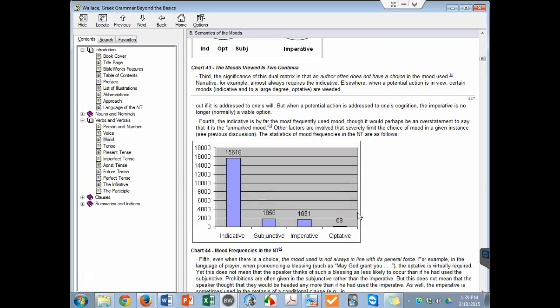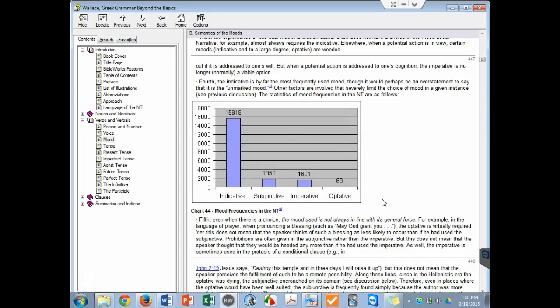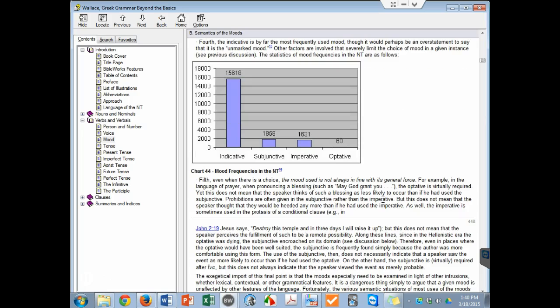Okay, so in terms of the distribution of the moods, you see the chart there with the frequency. And clearly, the indicative is by far the most common. Only 68 occurrences of the optative mood in the New Testament. Does that mean that the occurrences of the optative are somewhat significant? Yes, I think they are.